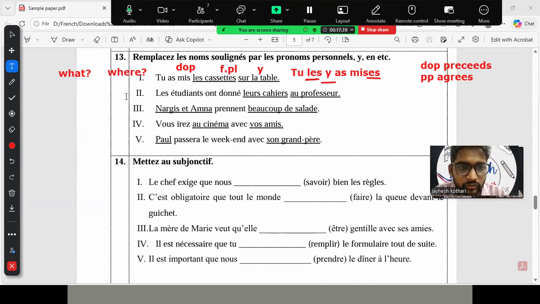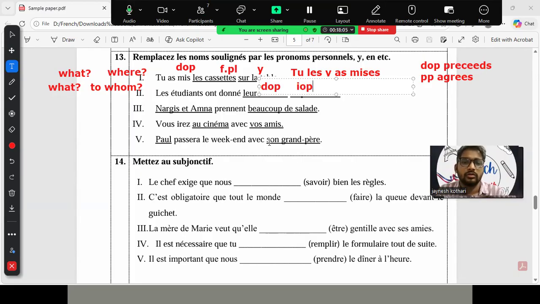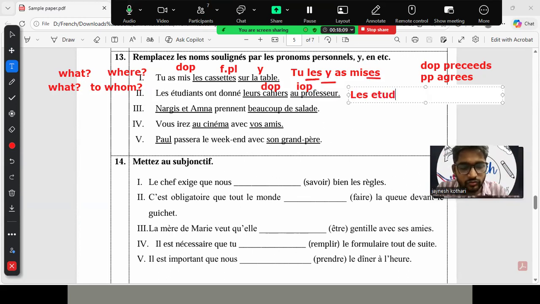Okay, moving forward to the second one now. Les étudiants ont donné leur cahier au professeur. Again, the students gave their books to the professor. So gave what? Their books. And to the professor, so to whom? So that is the direct object pronoun over here and the indirect object pronoun over here. The placement again will be before the conjugated verb.